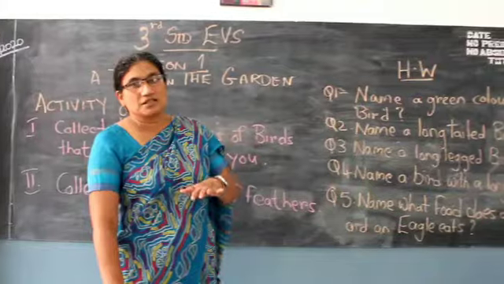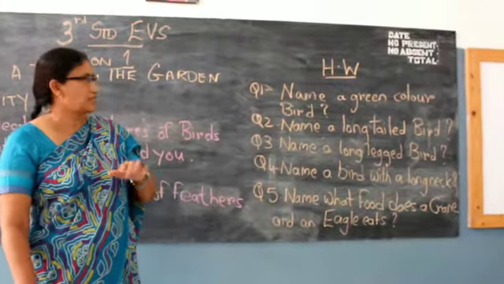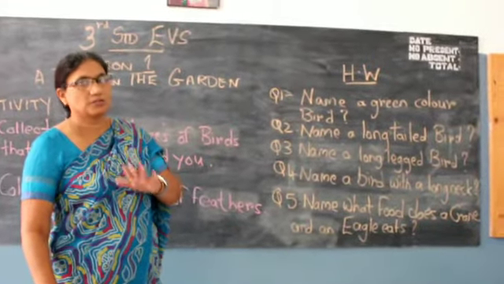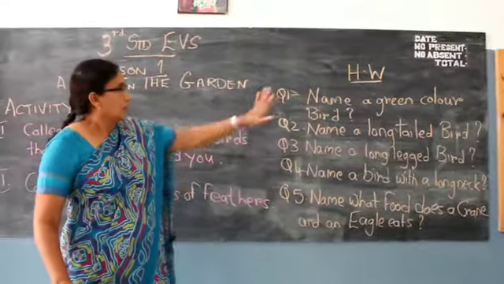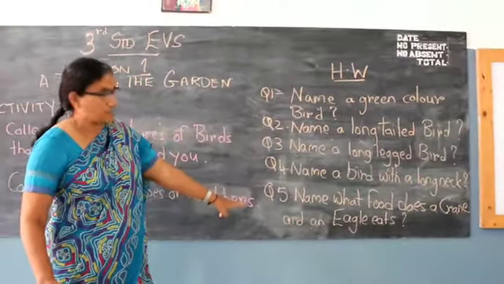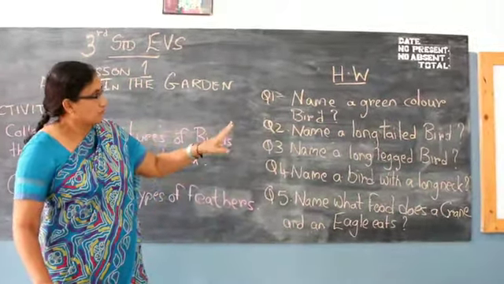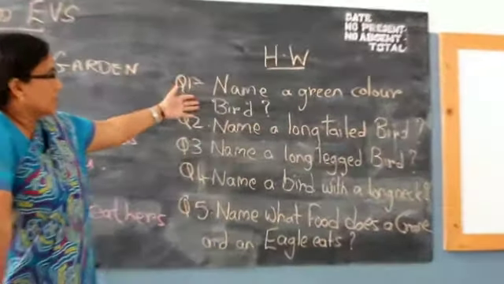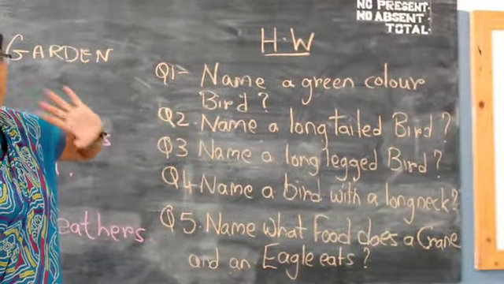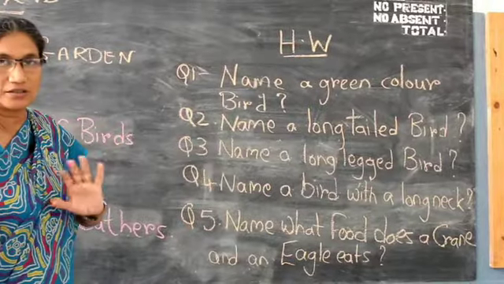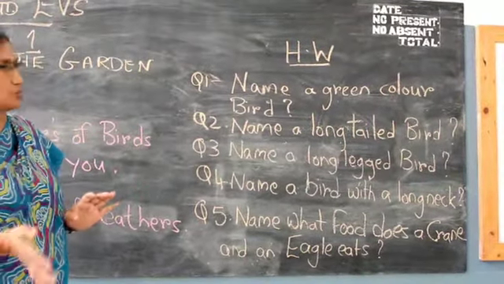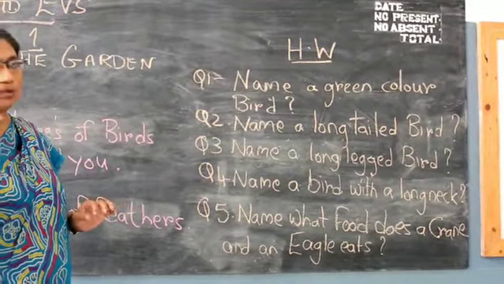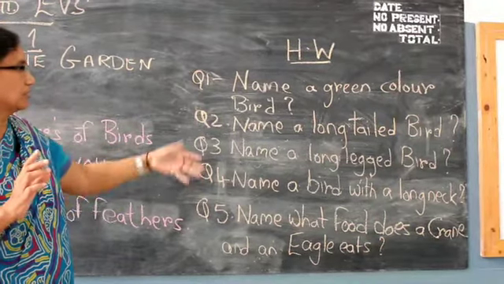Today's first lesson is a very simple lesson about the birds you find around you. According to that, I've given you just 5 questions and answers. Name a green colored bird. Everybody knows it's very easy. Just write a one word answer.